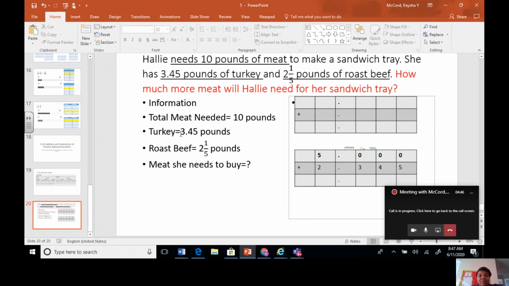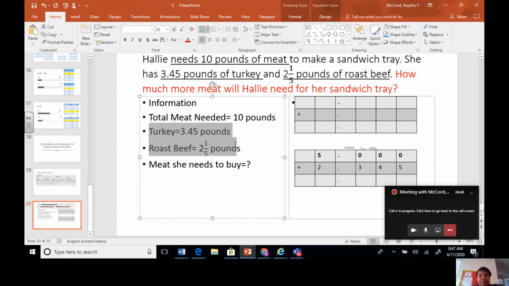So the first thing I need to do is add my turkey and my roast beef. But I have a problem. I have a decimal and a fraction. So I need to figure out, do I want to add decimals or do I want to add fractions? Well, if you can change your fraction to a decimal, then I would change your fraction to a decimal. But if that is not an option, you're going to have to change your decimal to a fraction. Lucky for us, I can change 1/5 to a decimal. Let's go to our money chart.